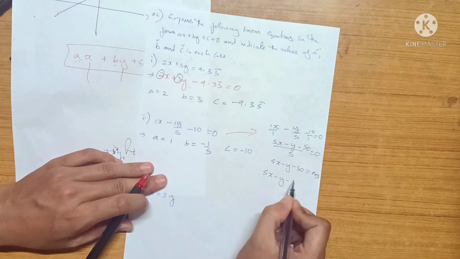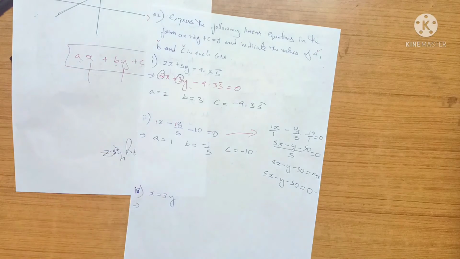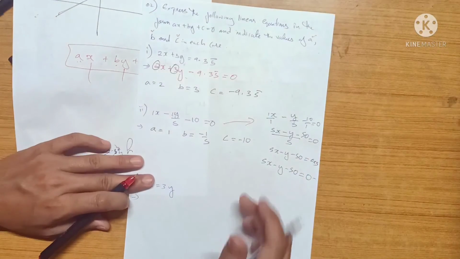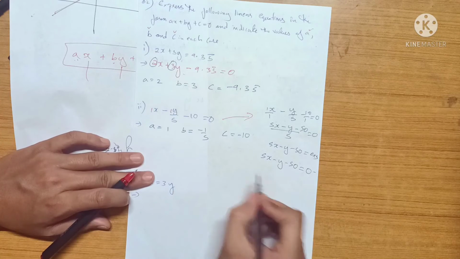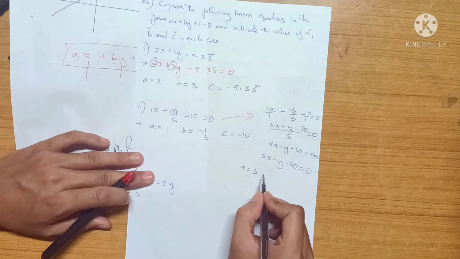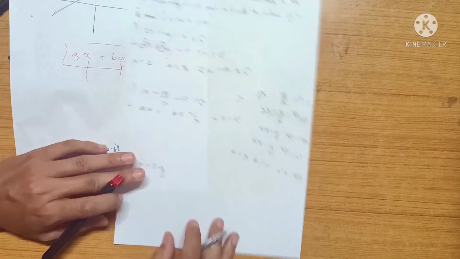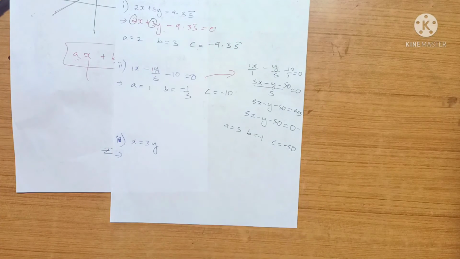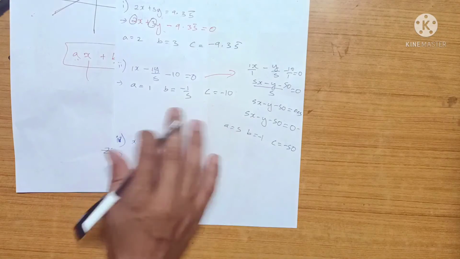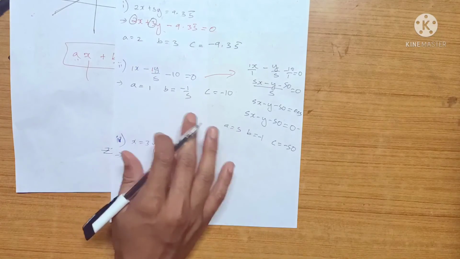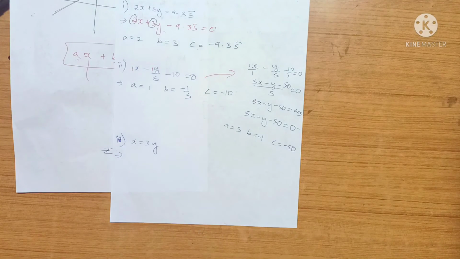So you'll be left with something like this. Okay, so in this case, a will be 5, b will be minus 1, and c will be minus 50. So you can use this also. Okay, so don't get confused during graphs if the options, if you can't see this option, at least this option will work. Okay, anyway, let's do the next one.